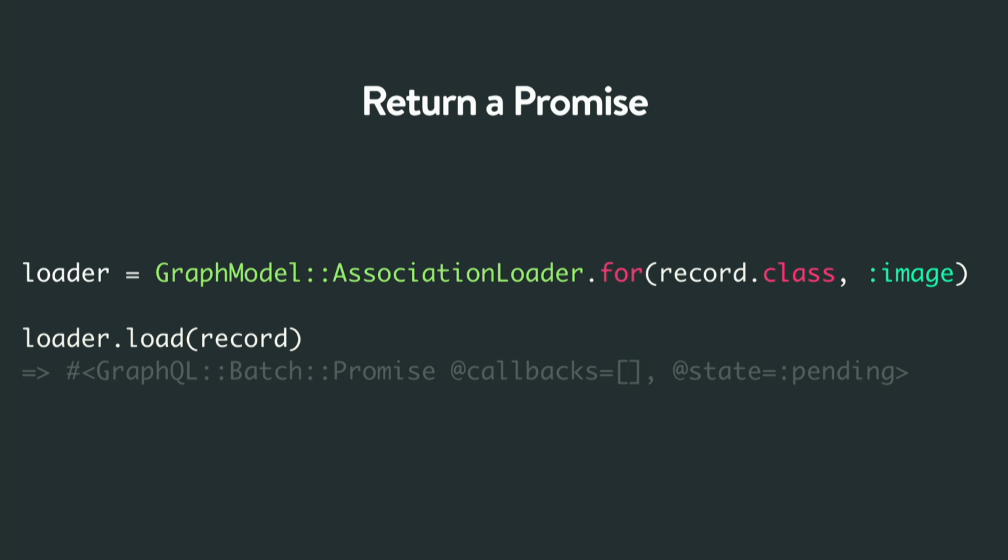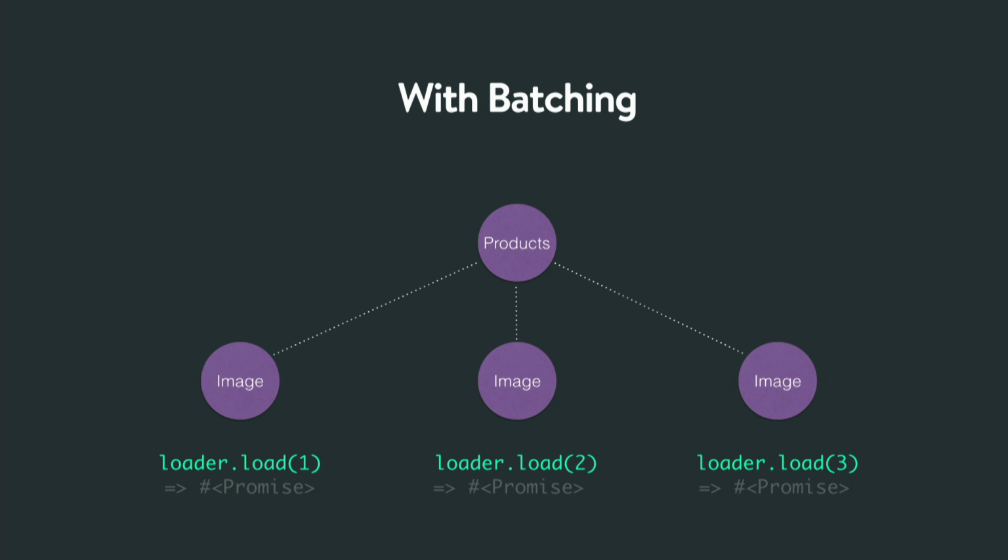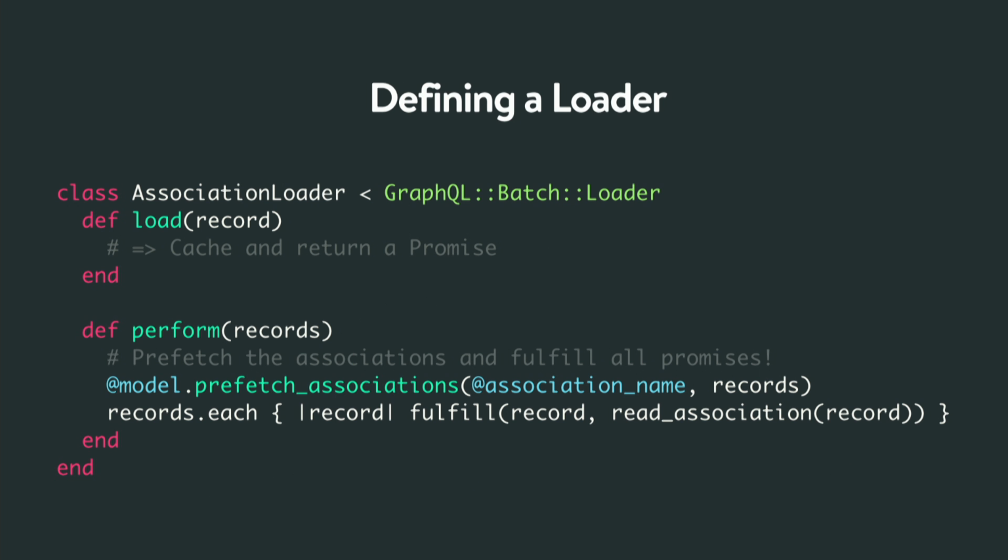So the principle is to, instead of returning the value right away, the resolver can actually just return a promise for that value. And a loader, for example, is going to take the record class, maybe it's going to be product here, and an association, which was the image we wanted. And when we load for a particular record, we don't actually fetch the image right away. We just indicate we're interested in that image at some point. So the same kind of query as before, instead of returning the values in each resolver, we're actually just telling our loader that we're interested in each of these 3 products' images.